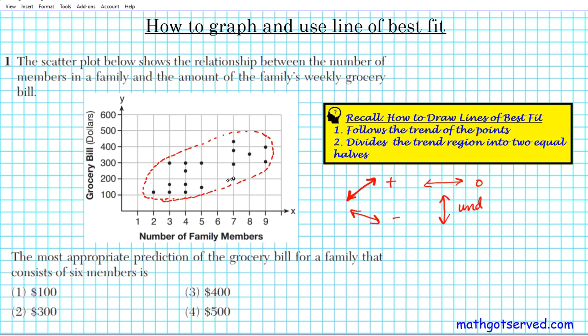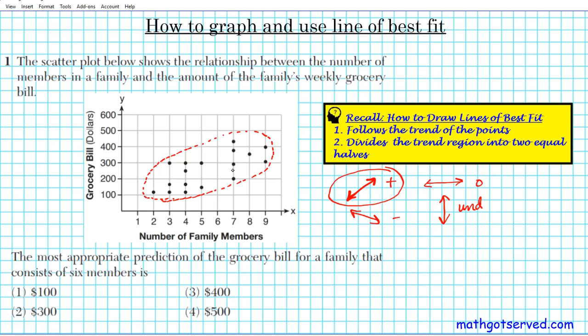Alright, so what do you notice here? It looks like it's tilting upward slightly, right? So we can describe this trend as a positive trend. So we have a positive trend happening here. So that means that our line of best fit will follow a positive pattern.